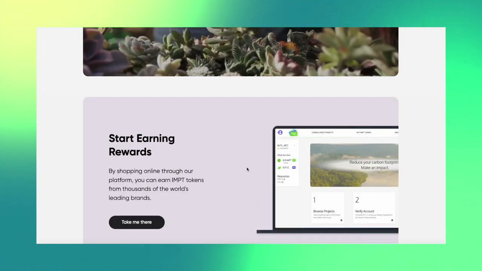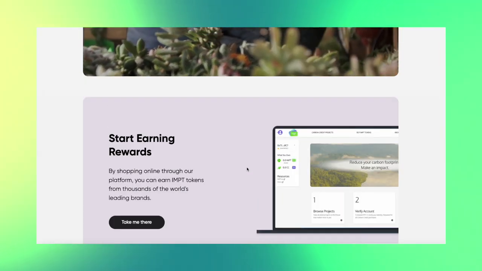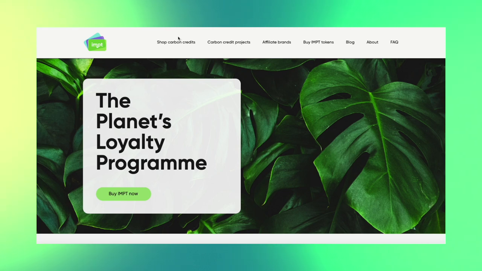There's a pre-sale going on and there's a new pre-sale happening almost every day. Now, let's say that you're interested in buying a carbon credit.